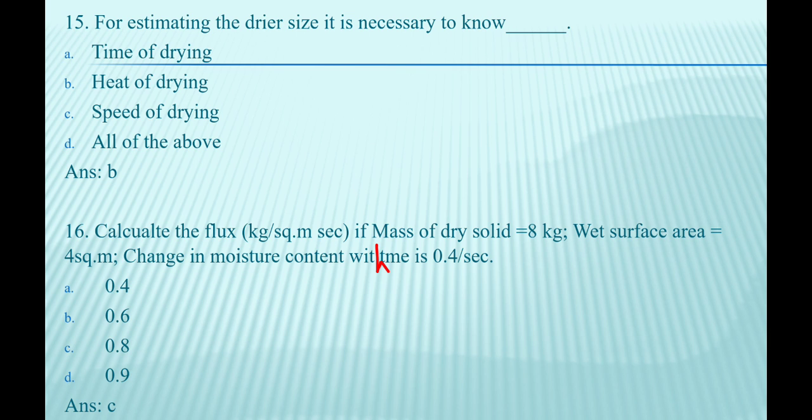So the surface area is 4 square meter, multiplied by 8, divided by 0.4 per second. So the 4 and 4 cancel out and the answer remains 0.8.